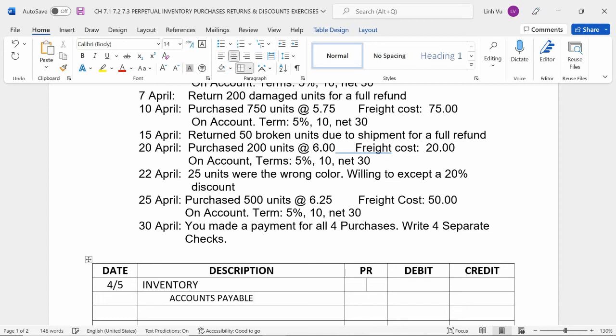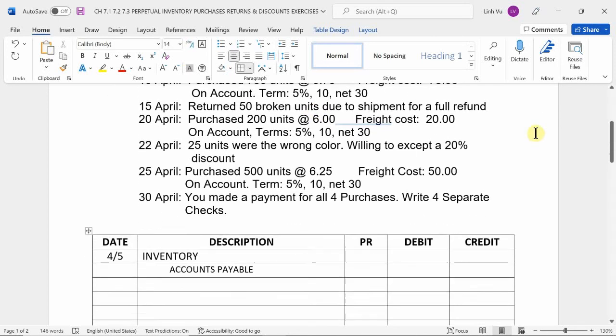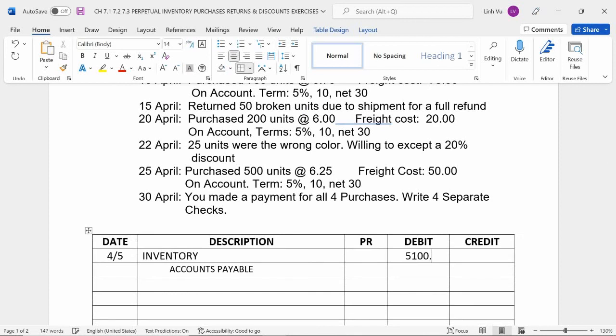Now in this case, what's my grand total that I'm going to be putting into my inventory? It would be 5,100, because in this case, we put the $5,000 into inventory. What do we do with the freight cost? We also shove that into inventory, right? So in this case, that's correct. It's going to be $5,100.